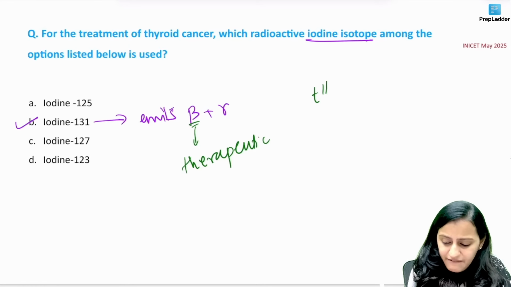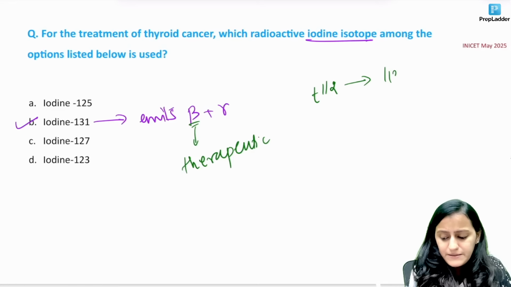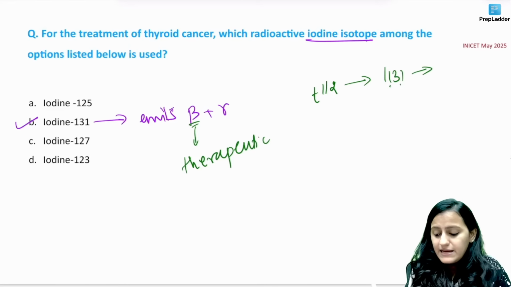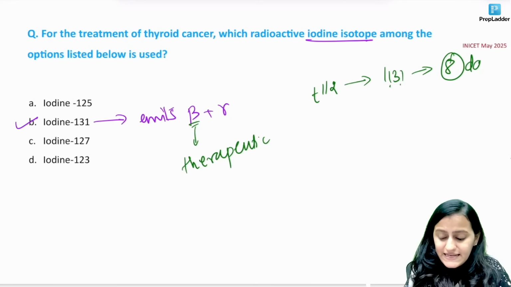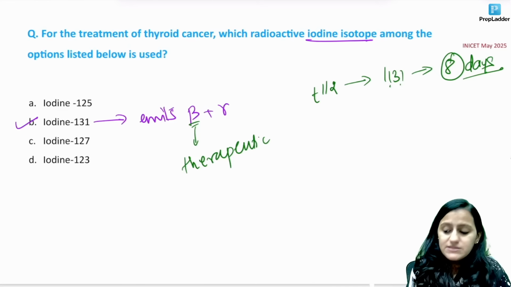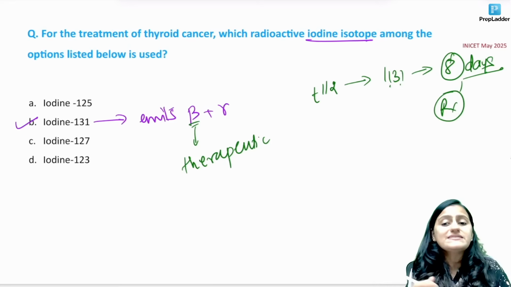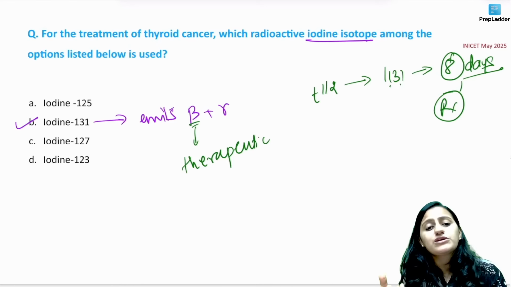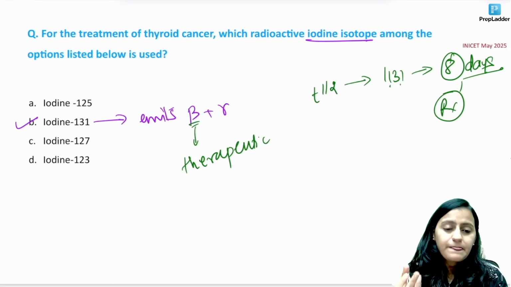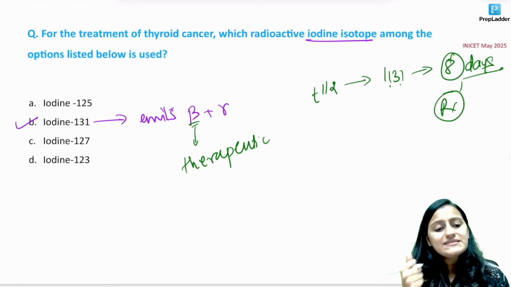What is the half-life of iodine 131? Remember 1 plus 3 plus 1 plus 3, right? 1 plus 3, 4, plus 1 plus 3, 4. It is going to be 8 days, not hours. Remember, the therapeutic ones have a longer half-life in days. The diagnostic ones have a shorter half-life in hours. Okay? So remember, it is 8 days.